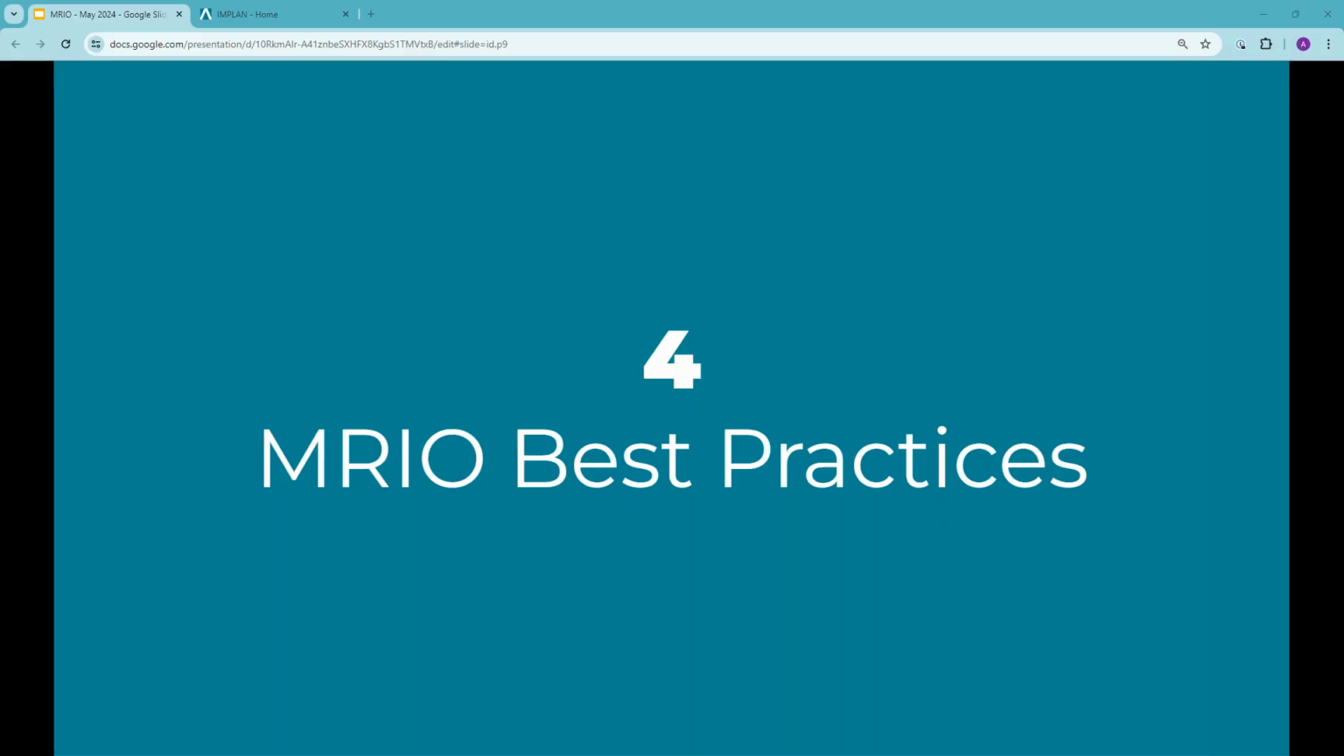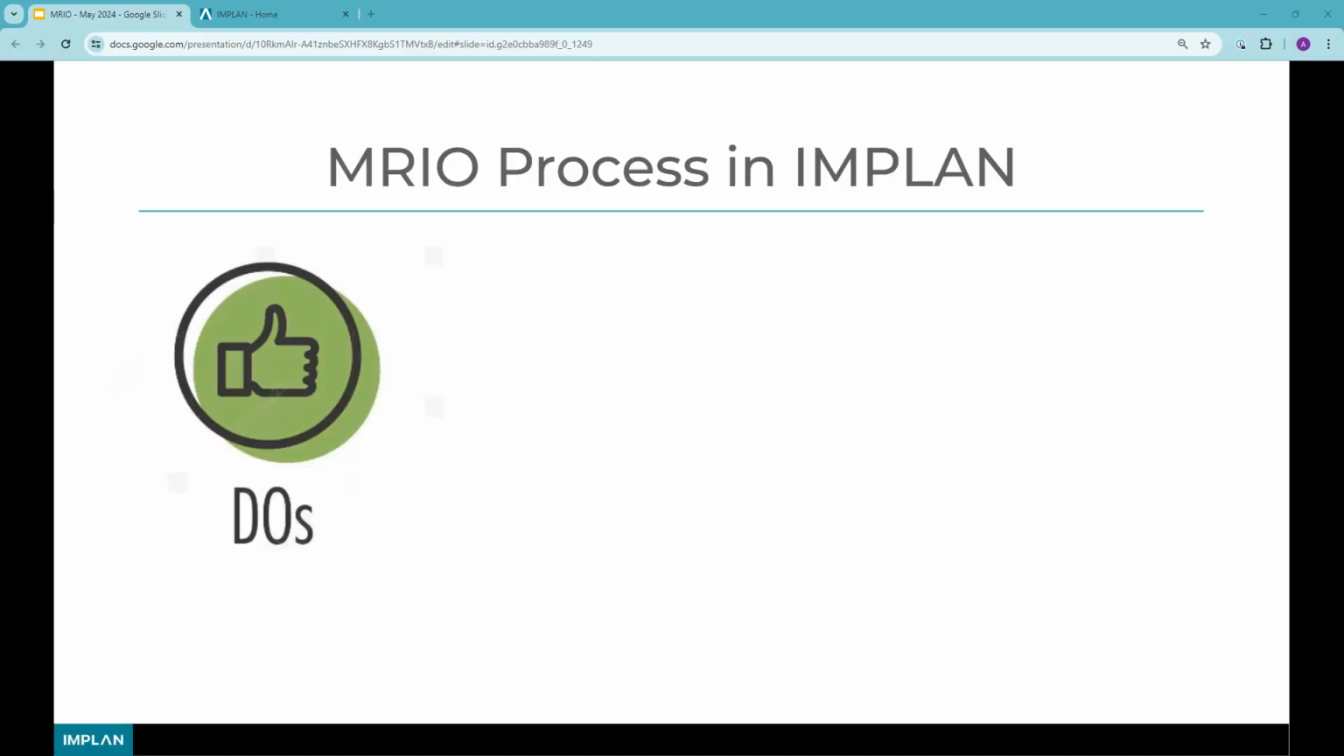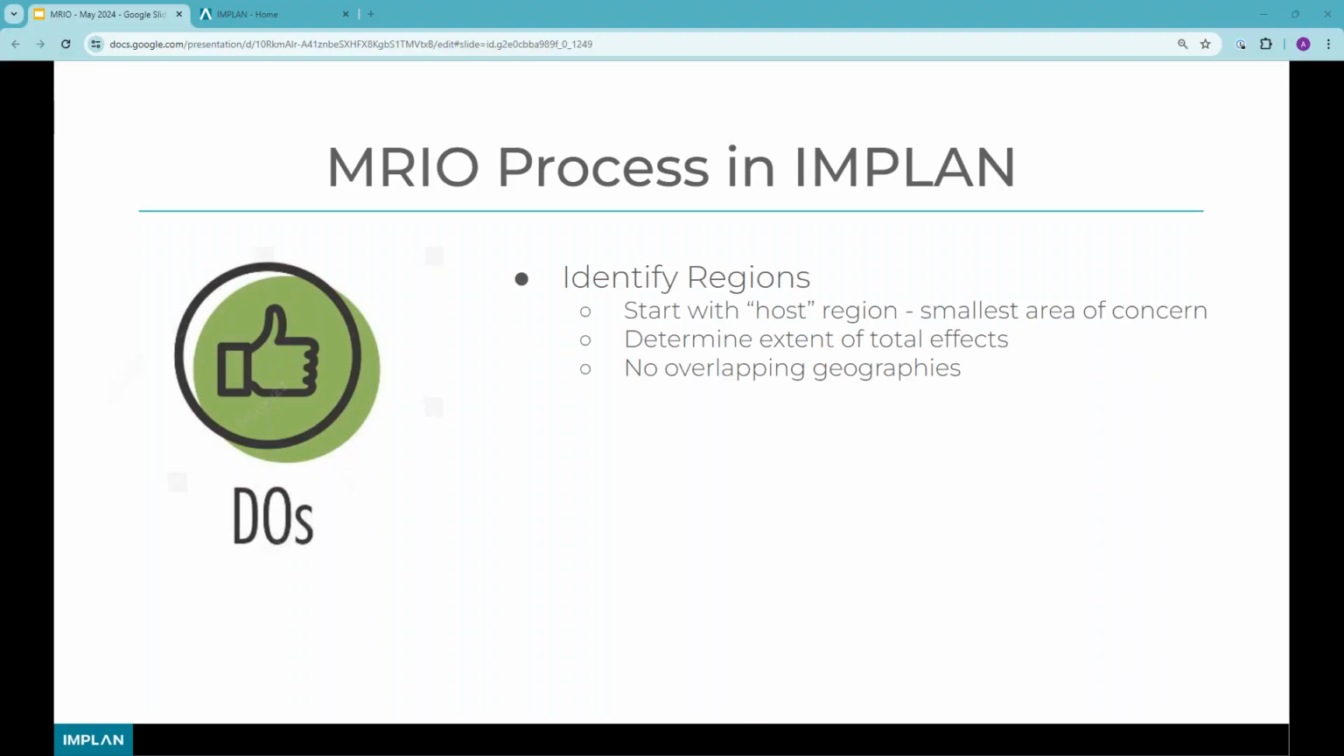So some best practices for MRIO. In order to use the MRIO functionality, you will first need at least 2 regions, right? They can be 2 counties, 1 county and a combined region, or all of the remaining counties in a state. You cannot use an MRIO with a county and a state total if the county is part of that state, right? They have to be separate regions. Second, oh, sorry, I forgot to go through the bullets.